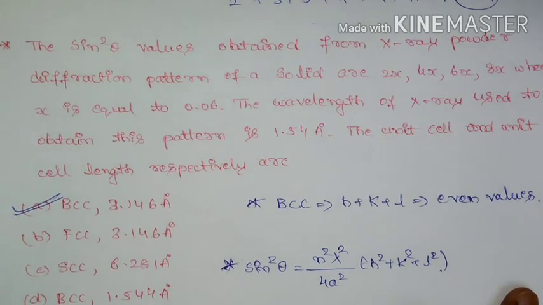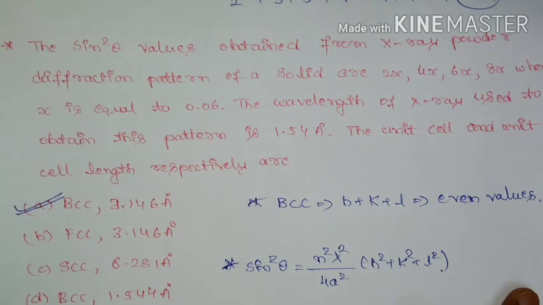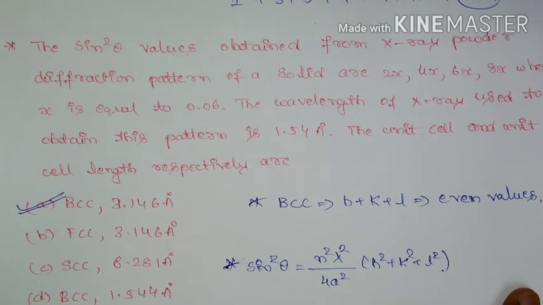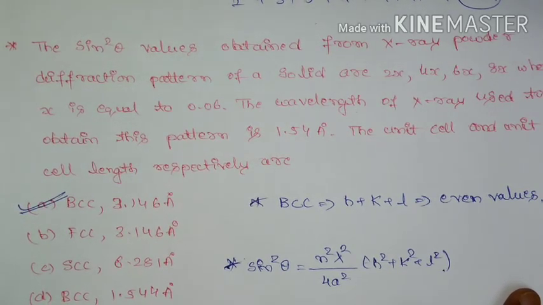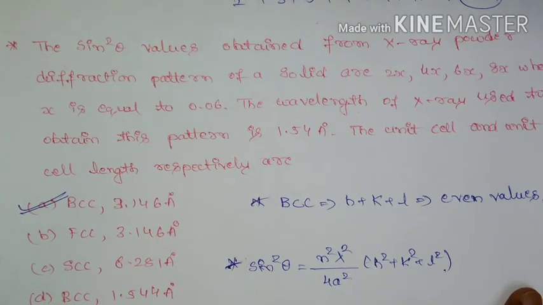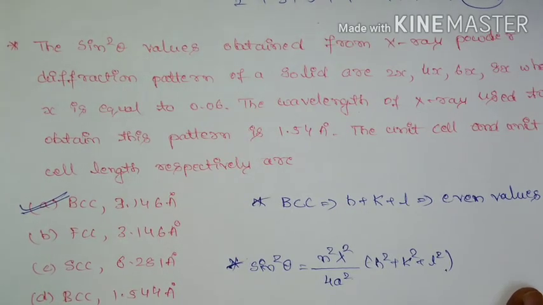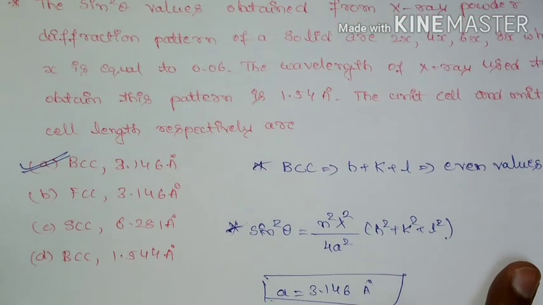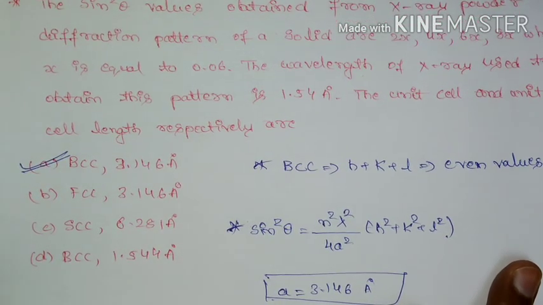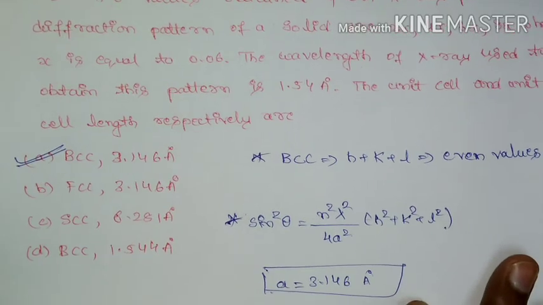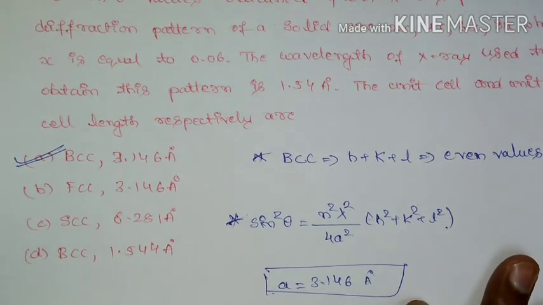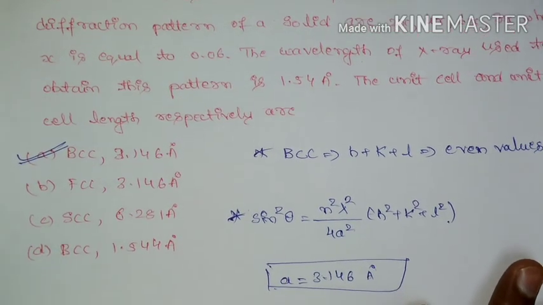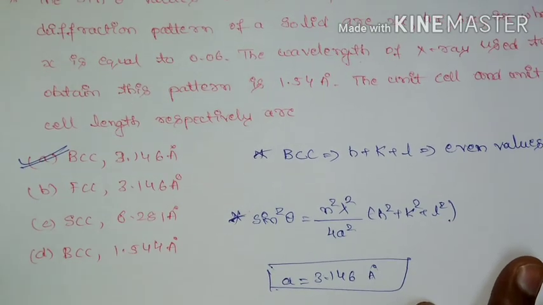So for this BCC, h plus k plus l value should be even. If you look at 2x, 4x, 6x, 8x, all are even. So on that basis we can say it belongs to BCC, and by using this formula sin square theta is equal to n square lambda square by 4a square into h square plus k square plus l square, we are going to get unit cell length equal to 3.146 Angstrom.